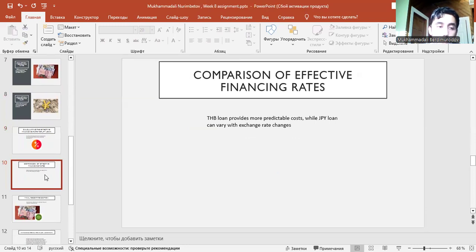On the slide, when comparing the effective financing rates, the Thai baht loan offers more stability in remittance amounts. While the Japanese loan may result in a lower or higher cost depending on the currency fluctuations, this comparison provides a crucial insight into the risk Blades would assume with each option.